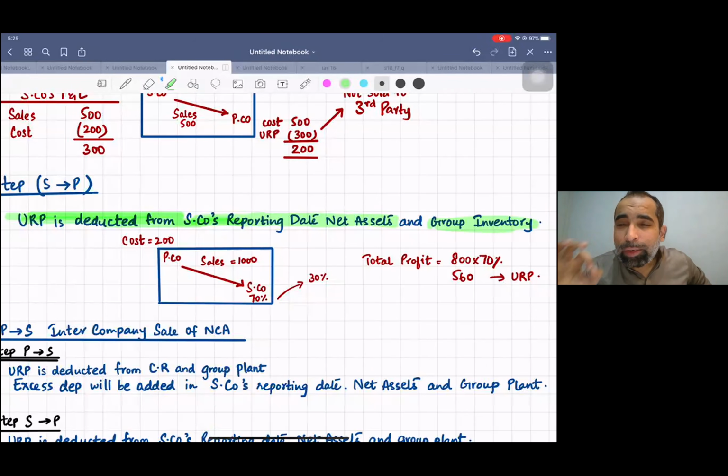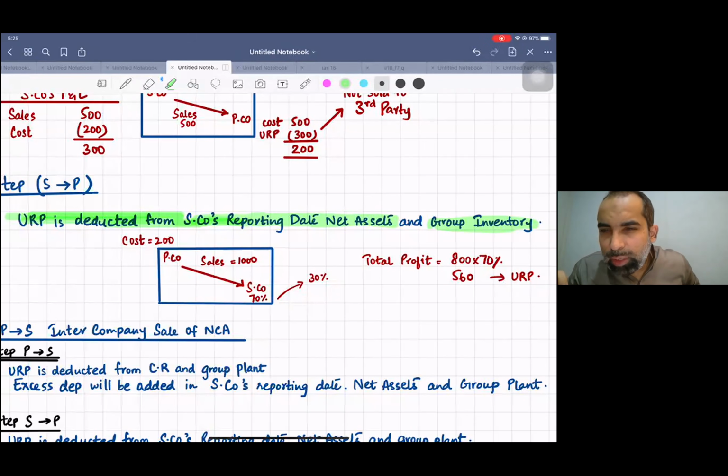First of all, calculate the total profit of the transaction. Number one. And step number two, simply apply that total profit to the percentage of unsold inventory, the inventory that has not yet been sold by the year end, and you will get the URP.